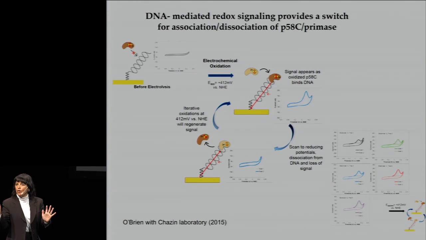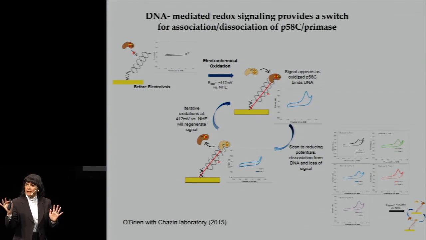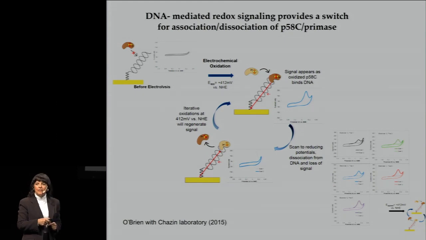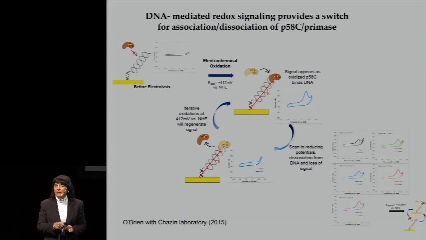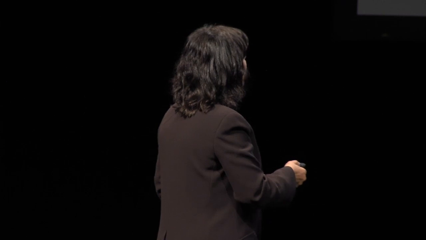If you do this in an anaerobic chamber, so you can't oxidize it. But now if you electrochemically oxidize it, you bring it to the potentials for oxidation, a signal occurs. You cycle through and reduce it again, and the signal goes away. And you can cycle it through again and again. There's a redox switch, a DNA-mediated redox switch for binding and turning on of primase. And we're seeing similar kinds of things now also with DNA polymerase, Pol delta.